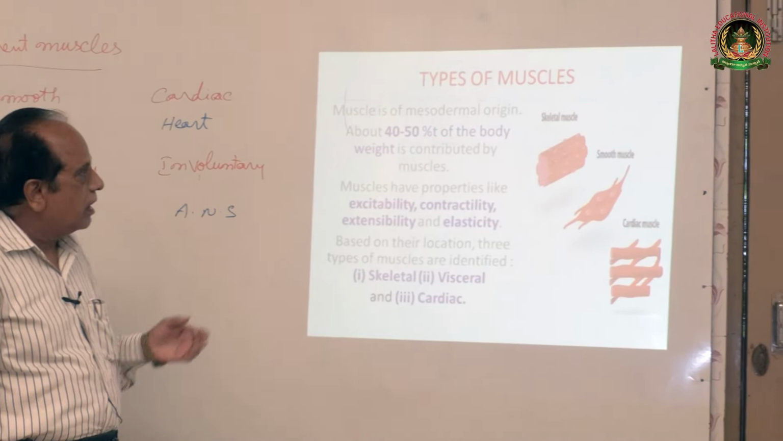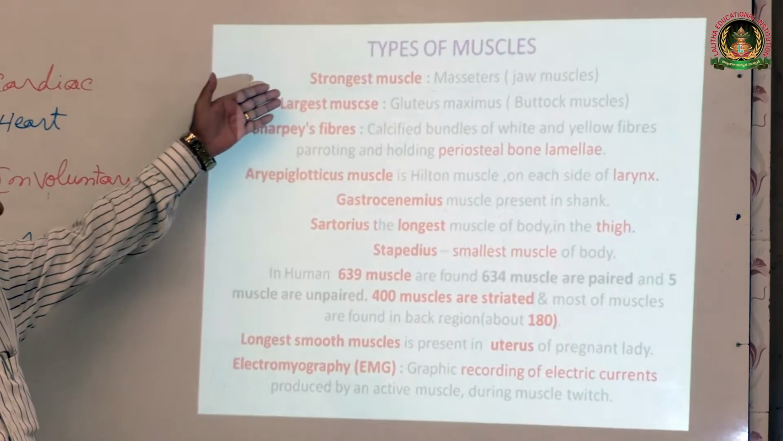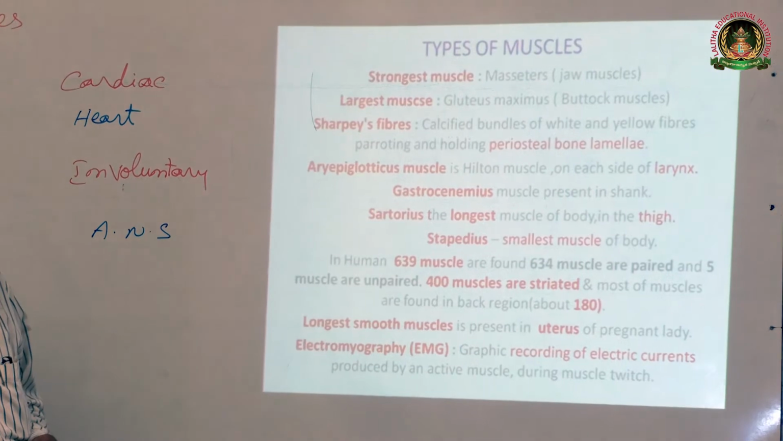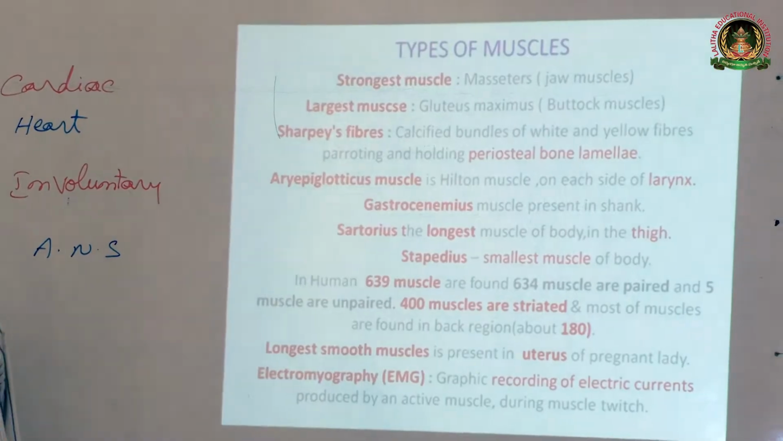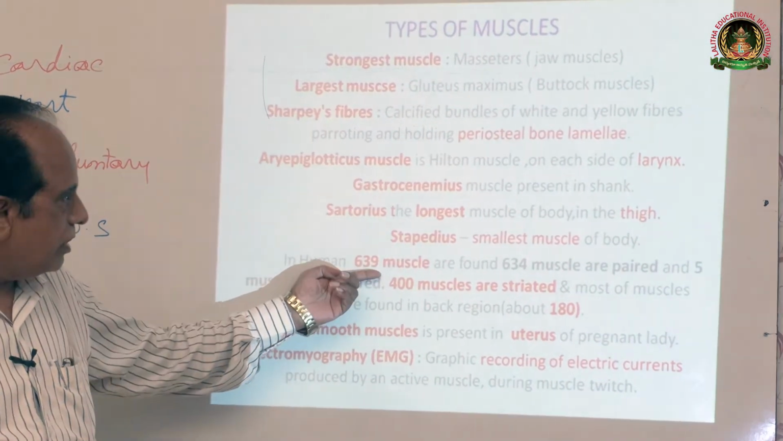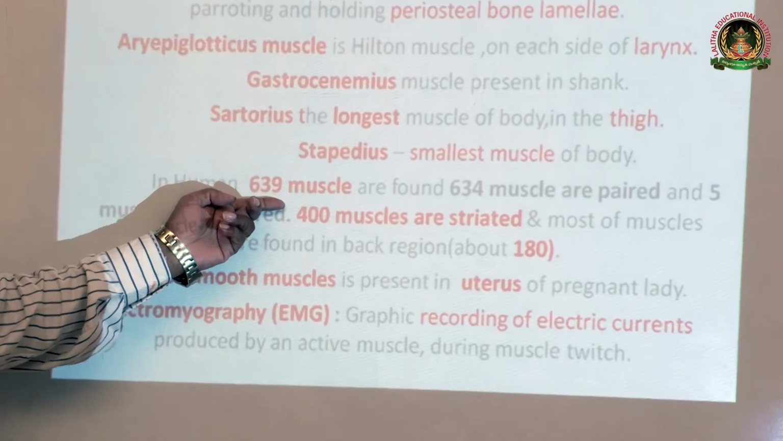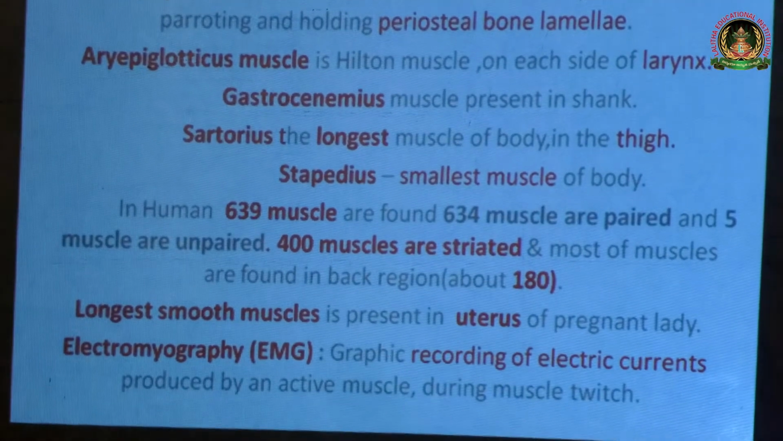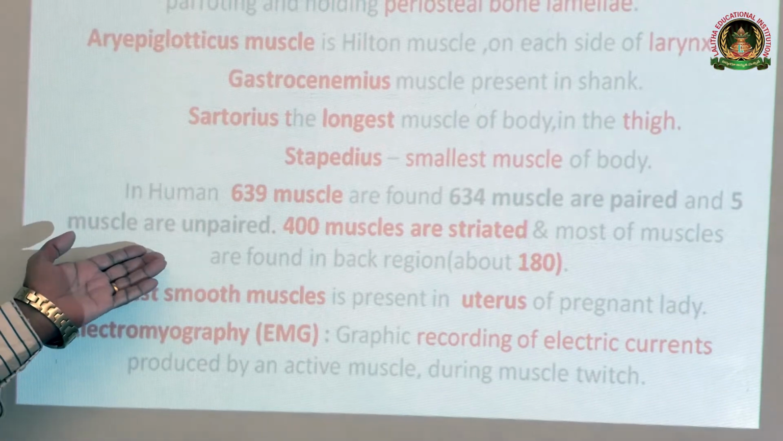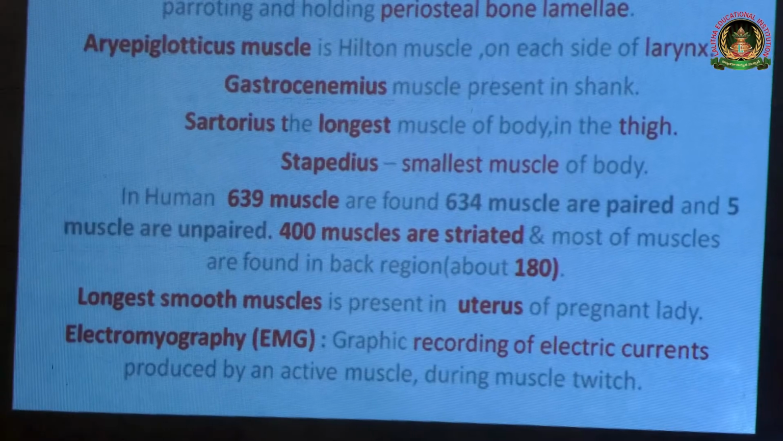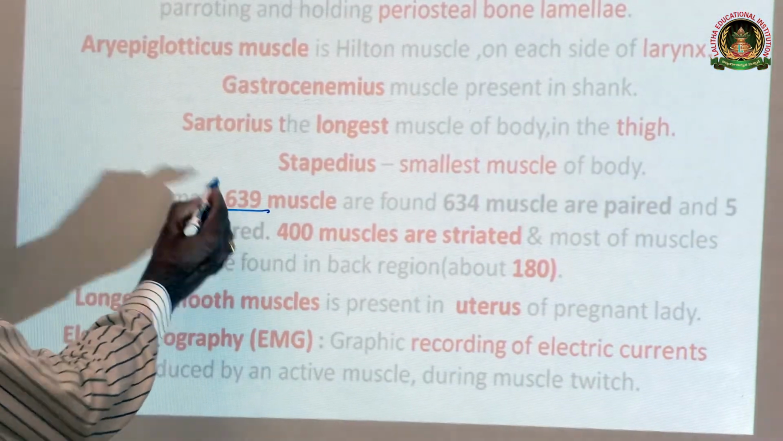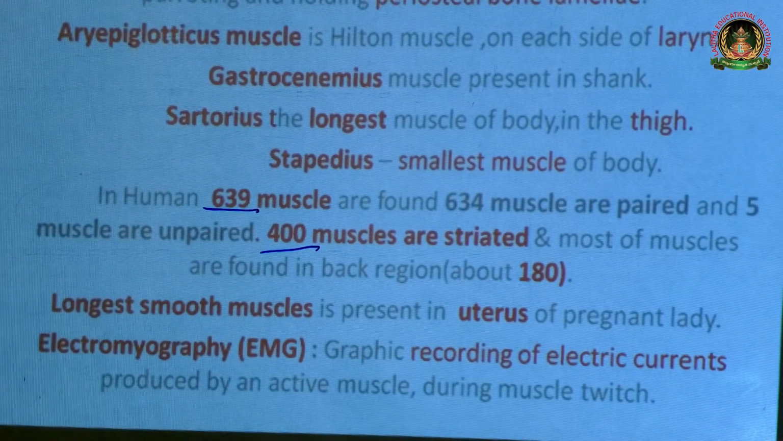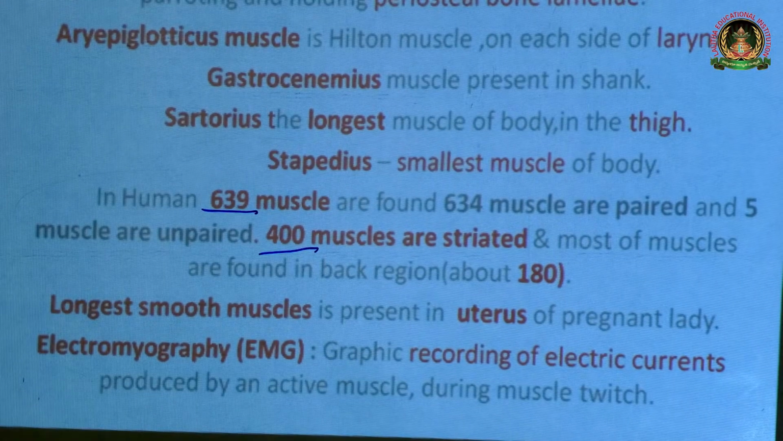So, before we discuss the contraction, let us see the other types of muscles. These striped muscles which are found in the different parts of the body are categorized into different types. Totally we have about 639 muscles, and 634 muscles are paired and 5 muscles are unpaired. Of the total of 639 muscles, 400 are striated muscles, and the rest are either smooth or cardiac muscles.